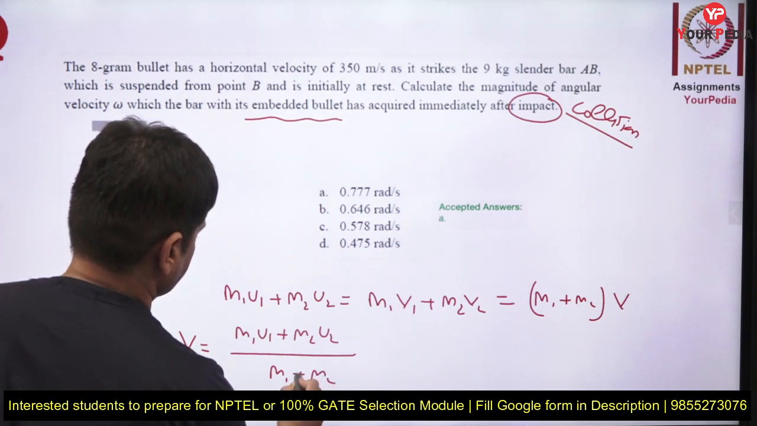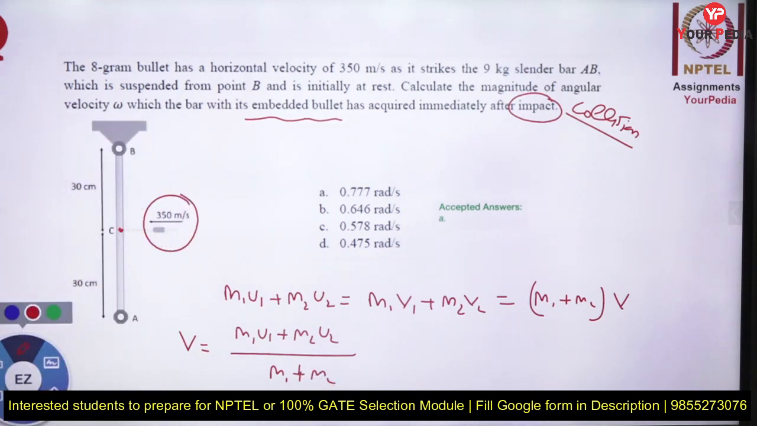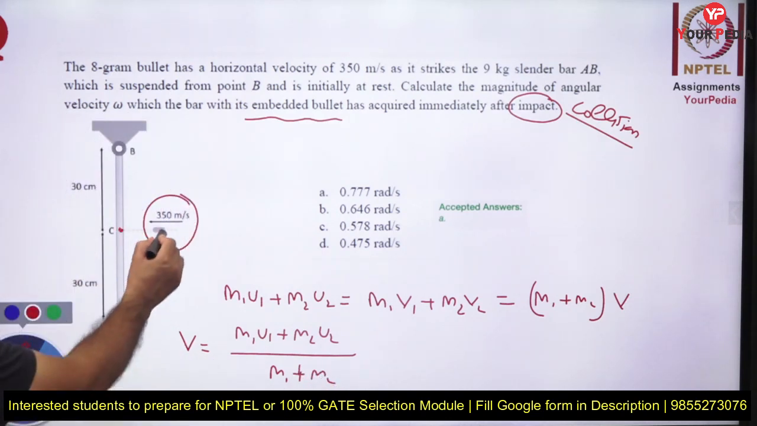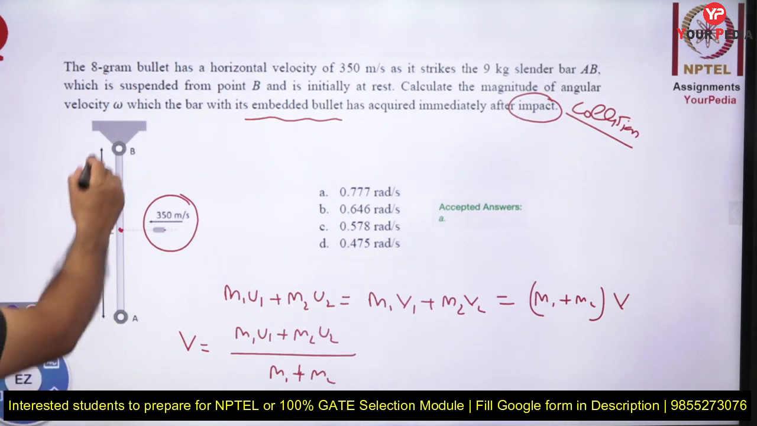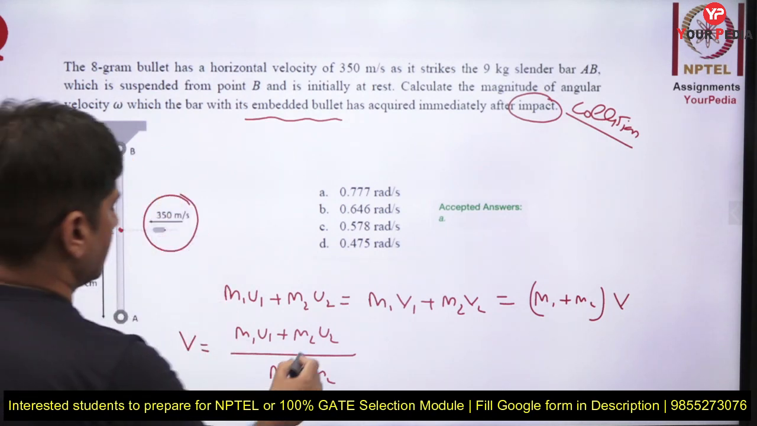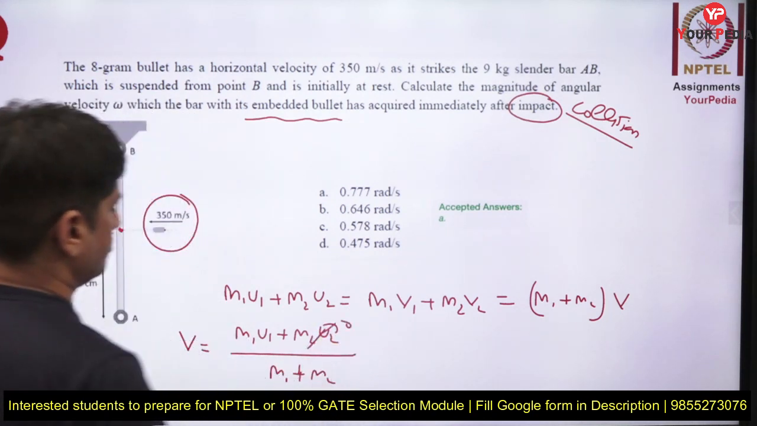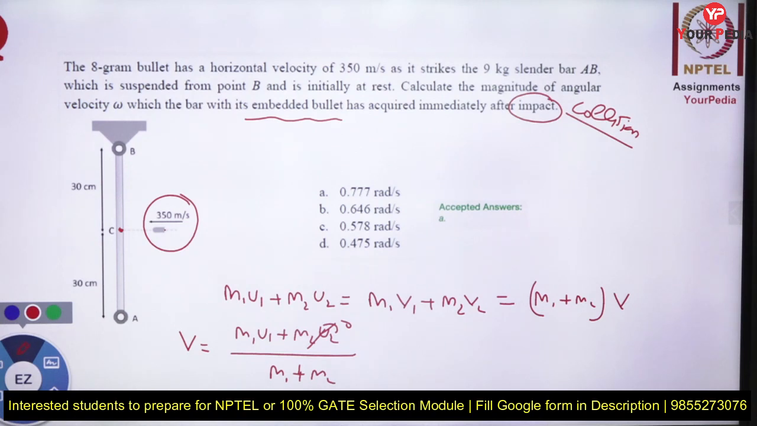Now see this equation carefully. One of the bodies is the bullet. m1 is 8 gram, v1 is 350 meter per second, that is u1. The second body has mass 9 kilogram, but the velocity u2 is 0. The second body is at rest. So this equation reduces to m1u1 over (m1 plus m2). What is m1? That is the mass of the bullet. What is m2? Mass of the rod.